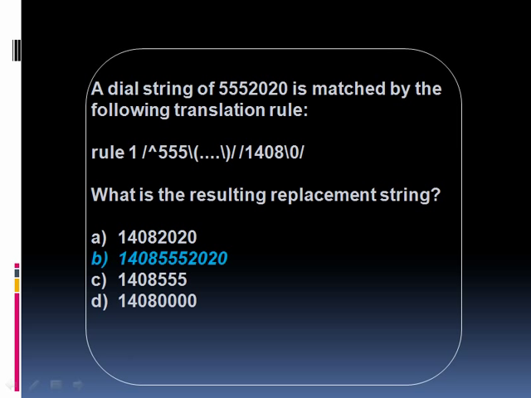Did we need the parentheses to pull this off? No, that was a distractor. That was not necessary, but it certainly didn't hurt anything. So our answer is the replacement string would be 1408-555-2020.